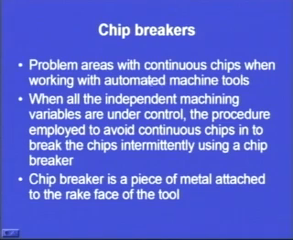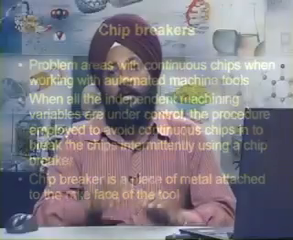Problem areas with continuous chips when working with automated machine tools. When the automatic operation of machining is taking place and we are getting continuous chips, these chips may get entangled with the tool holder, the workpiece, or the waste disposal system. This entangling may result in a number of failures, and if it is an automatic process, then we have to stop the process in between.